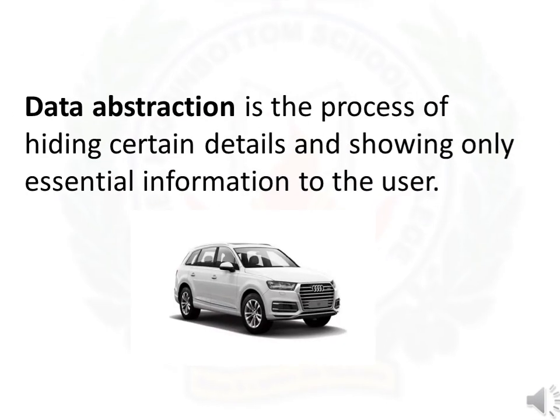The next basic element of object-oriented programming is data abstraction. Data abstraction is the process of hiding certain details and showing only the essential features to the user. For example, we will take this car. Car has some essential features, that is, it contains steering, it contains accelerator, it has clutch, brake, gears.